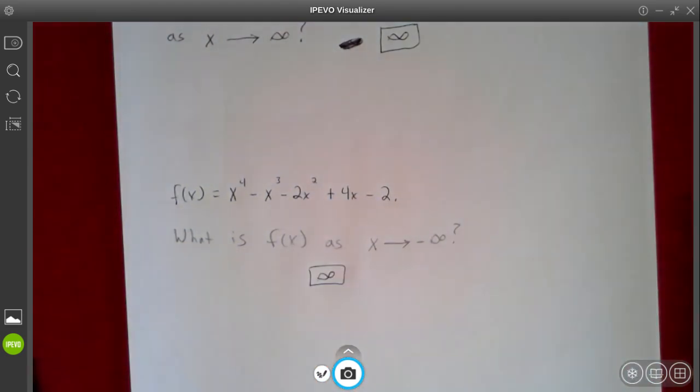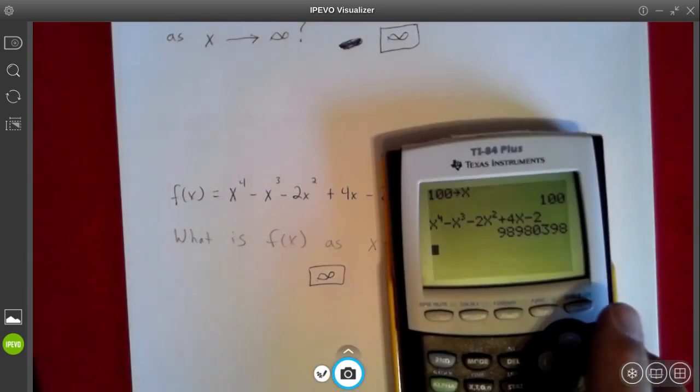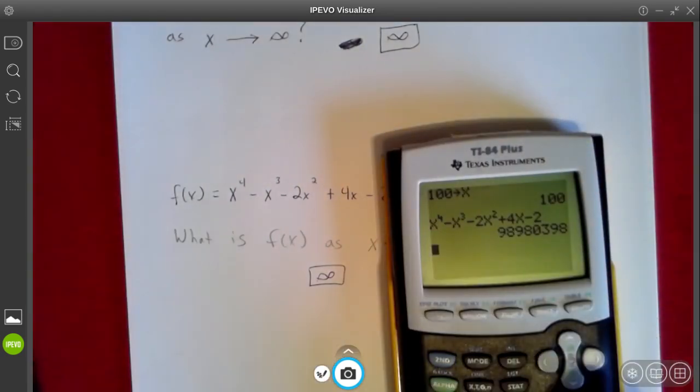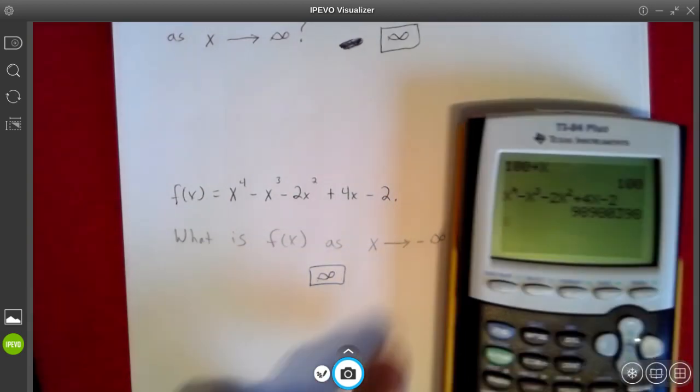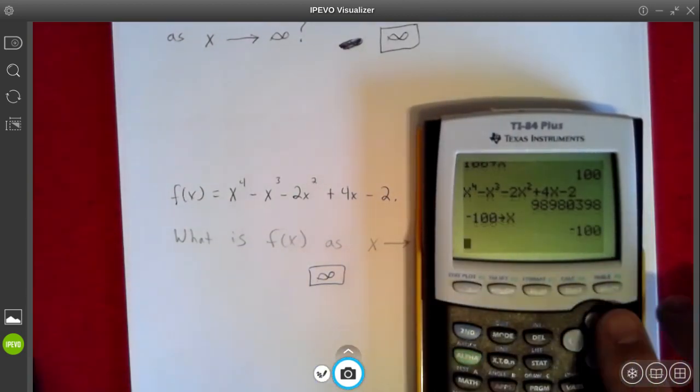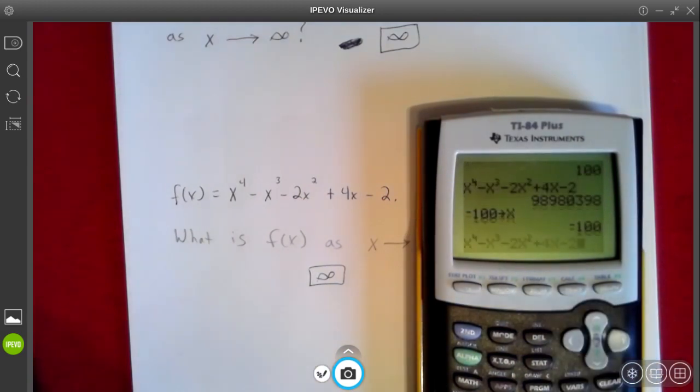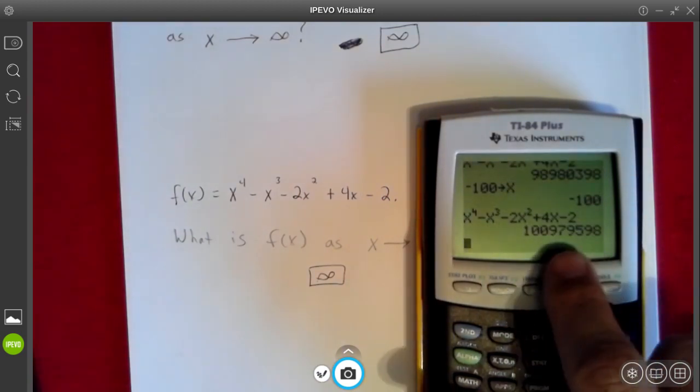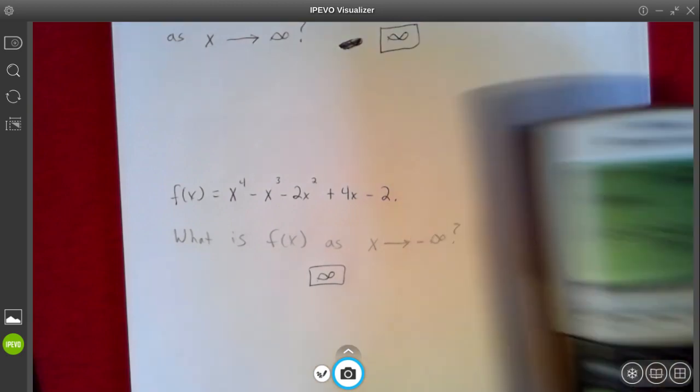Okay. Oh, you know what? I just realized I plugged in positive 100, didn't I? I should have plugged in negative 100. All right, no worries. It's also going to be a very large positive answer in this case.